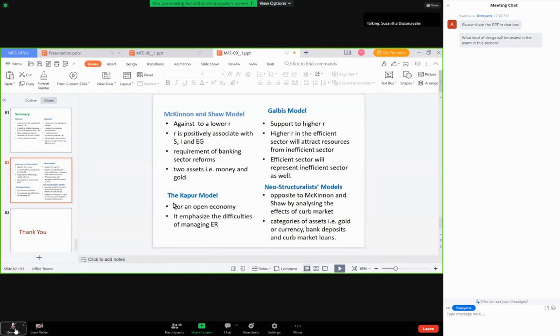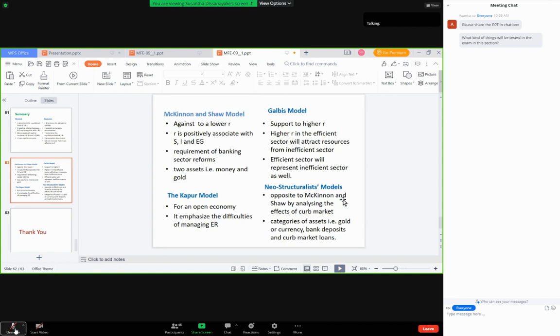And Kapoor, they introduce their model for open economies, and it emphasizes difficulties of managing exchange rate because of this open economic situation, relying on more and more importation. And Galbis's model supports higher R, and higher R in the efficient sector will attract resources from the inefficient sector. The efficient sector will replace the inefficient sector as well, according to Galbis's model.